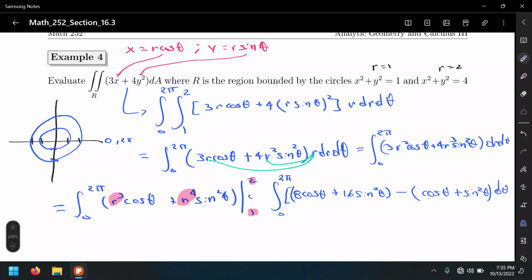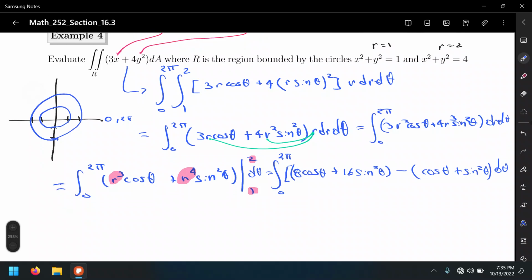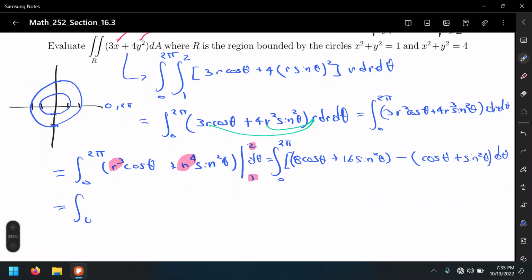All right. So let's simplify the integrand right here. Let's combine like terms, 8 cosine minus a cosine. That's going to give us a 7 cosine, and 16 sine squared minus 1 sine squared, that's going to be a 15 sine squared. So let's write that down. That's the integral from 0 to 2 pi of 7 cosine minus 15 sine squared theta d theta. So that reduces for now to an integral that depends on one variable. It's a single integral. It's no longer a double integral.